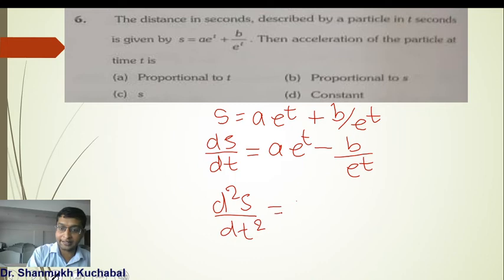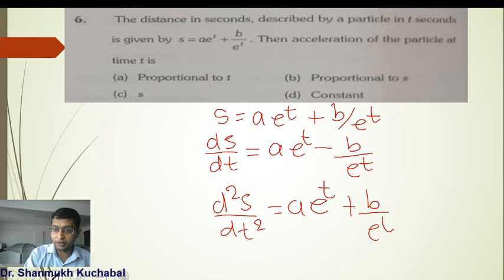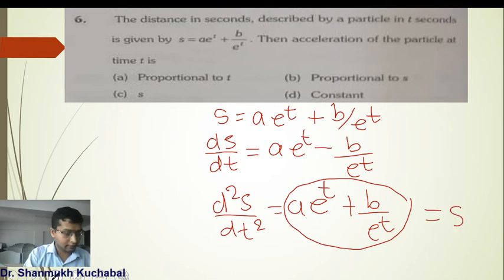So the constant stays as it is, and for the variable, the differentiation of e raised to t is itself, and the differentiation of 1 upon t is minus 1, minus into minus plus b by e raised to t. So this part is nothing but, once again, this is a s. Therefore the acceleration of a particle at a time t is the s. So option C is the right answer.